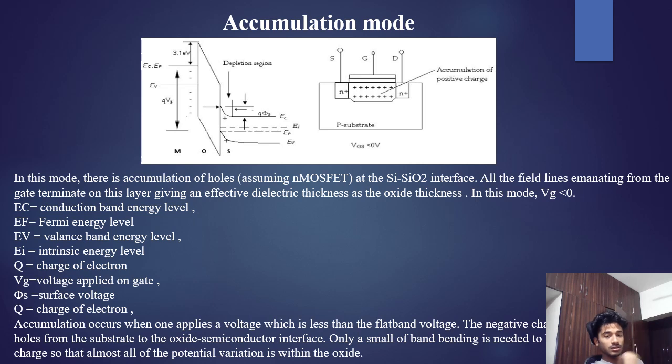Accumulation occurs when one applies a voltage which is less than the flat band voltage. The positive charges, which are also known as holes, move from the substrate to the oxide semiconductor interface. Only a small amount of band bending is needed to charge, so that almost all the potential variation is within the oxide.